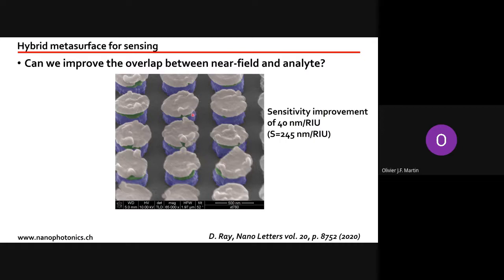Providing access to the analyte to the strong field actually increased the sensitivity, but the improvement is quite modest. It's only 40 nanometer per refractive index unit. So altogether, we have now a sensitivity which is in the order of 245 nanometer per refractive index unit. It's a very nice, very interesting structure. Probably one could do better and more with that structure. It was just a very first trial.